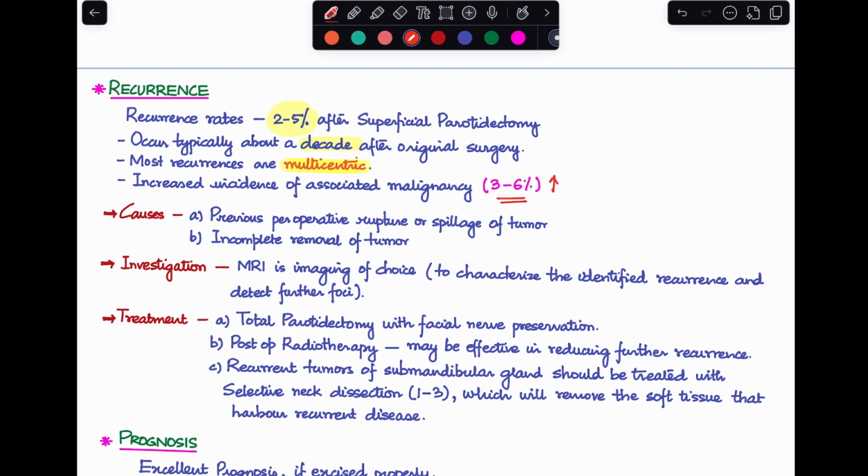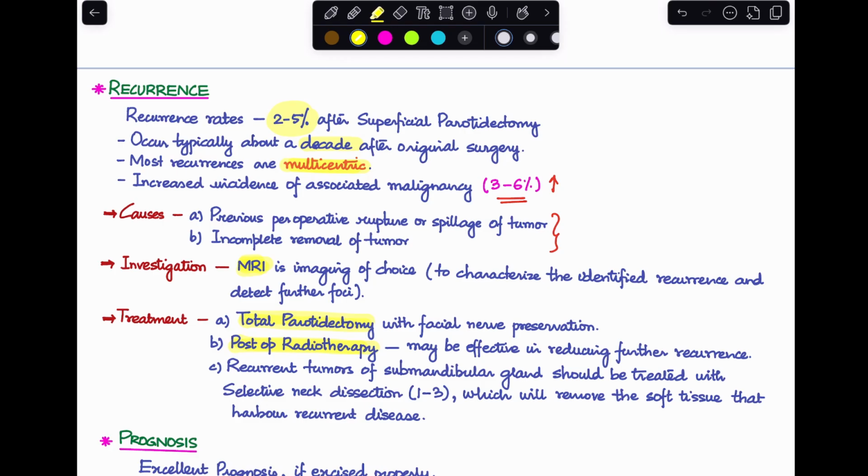Now what are the causes of recurrence? So if you are performing a superficial parotidectomy, if there has been a rupture or spillage of tumor during the time of surgery. Second, if you have incompletely removed the tumor. So these are the two main causes of recurrence in case of pleomorphic adenoma. In cases of recurrence, the imaging of choice would be to perform an MRI. This helps you in characterizing the recurrence and also detecting any other foci present or not. In terms of treatment, we'll have to perform a total parotidectomy with the facial nerve preservation, and we should also try to consider post-op radiotherapy because this may be effective in reducing further recurrence.